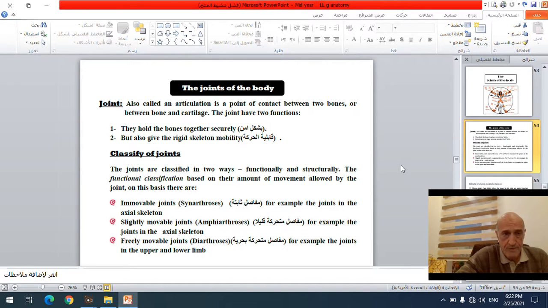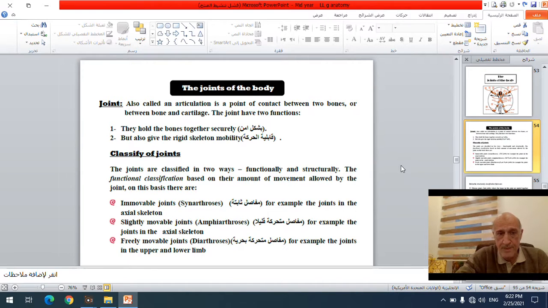Classification of the joints. The joints are classified into two ways: functionally and structurally. The functional classification is based on the amount of movement allowed by the joint. This is the functional.